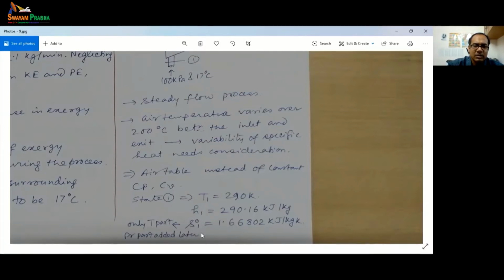What does this naught stand for? We have seen earlier that entropy is a function of temperature as well as pressure. Whenever we mention naught, that means it is taking only the temperature part, evaluated at a standard pressure of 1 atmosphere. So you have to include the pressure part on top of this, but this is available in the table, so we just take that value.